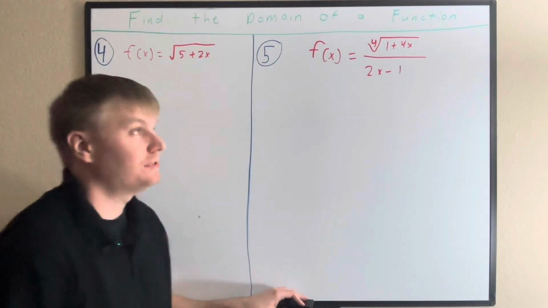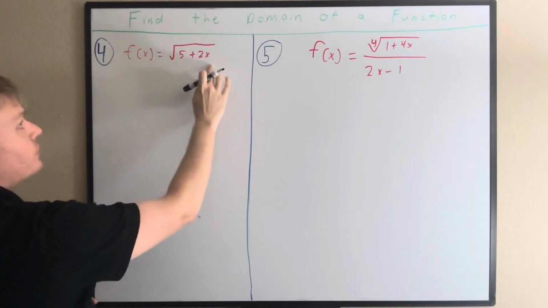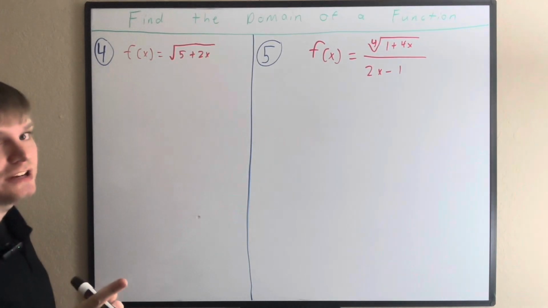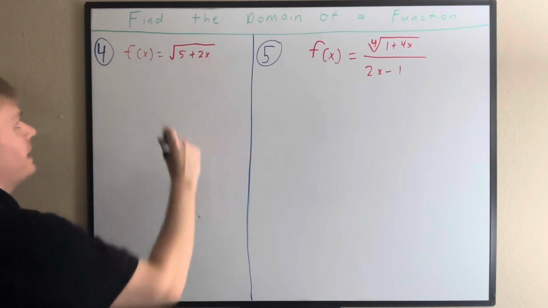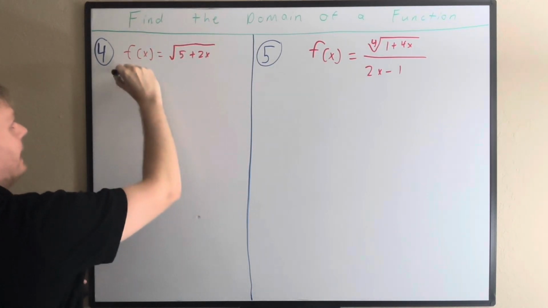All right, a couple more examples. Number 4 here, we have a square root with a variable underneath it. That's the other thing we got to watch out for. Got to watch out that we don't have a denominator equal to 0, and anything under a radical, which is called a radicand, by the way.